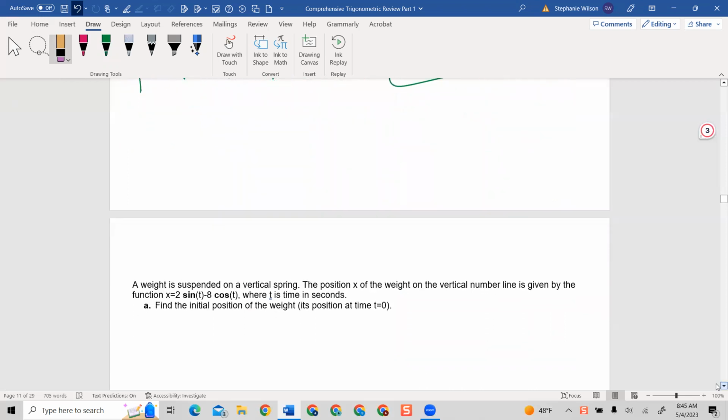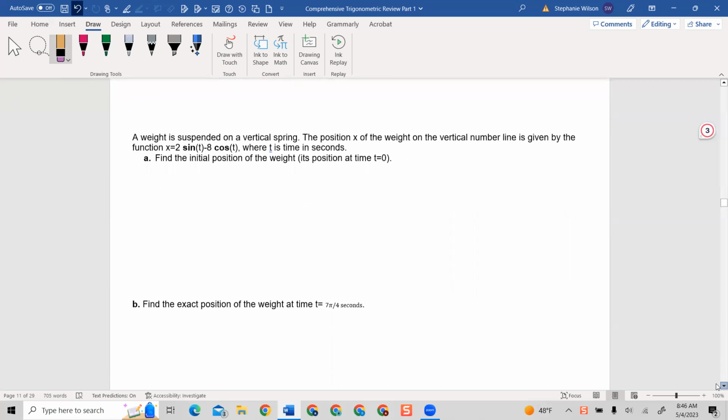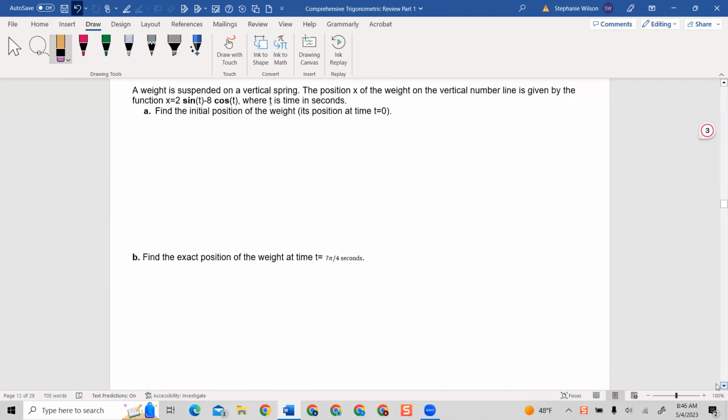So we have one more for this section. It says a weight is suspended on a vertical spring. The position X of the weight on the vertical number line is given as a function of, let me highlight it, X equals 2 sine t minus 8 cosine t, where t is time in seconds. Find the initial position when time is at 0. So I'm just going to plug in 0 for t.